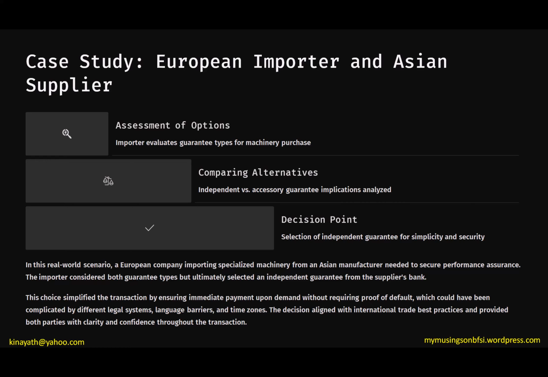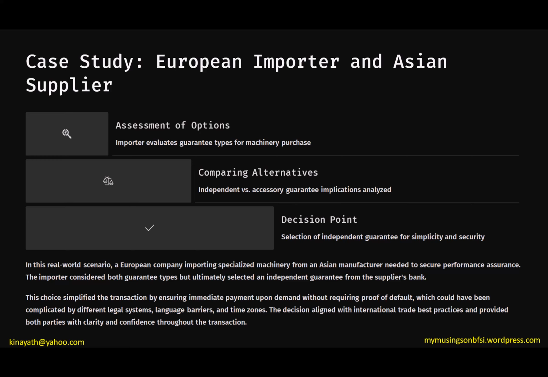So, the importer, after analyzing all the different types of guarantees, will have to make a choice which is simple, cost effective and payment will be easy, that is based on demand only without requiring any proof of default. Proof of default means what? The other party did not supply. How will you know the other party did not supply? There will be no proof if there is no supply.